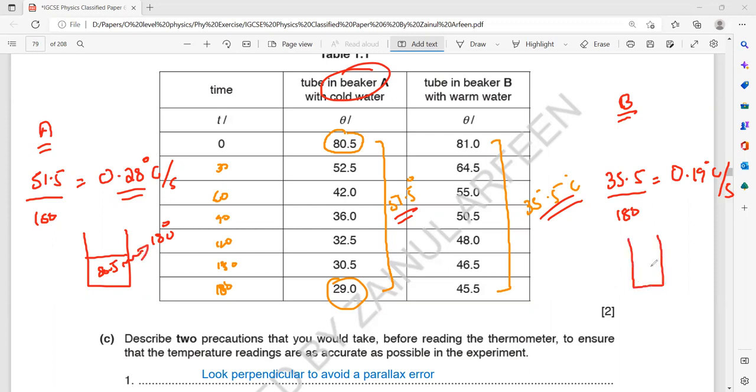But for beaker B, the surrounding temperature when we started the experiment was 37 and the initial temperature was 81. So the temperature difference is small. That's why the rate of cooling is slower. So the rate of cooling depends on the temperature difference between the hot water, or the temperature of an object, and the surrounding temperature.